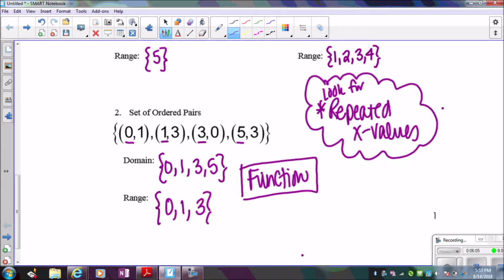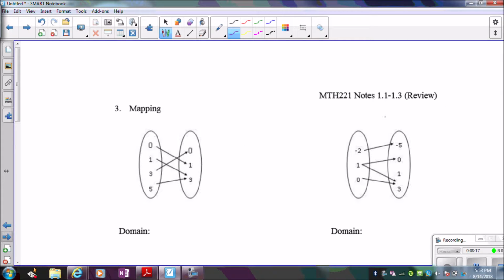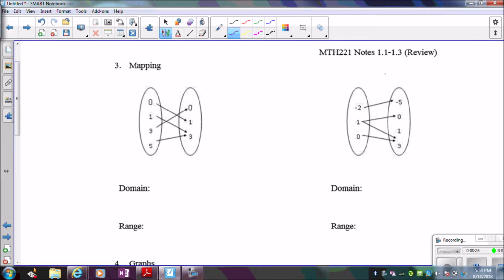So that's looking at a set of ordered pairs, so set of x comma y's. So now let's go ahead to the next page and let's look at our mapping notation. So mapping notation looks like this. So here's all of your inputs, here's all of the outputs. The arrows tell you which ones get paired together. So if I input 0, I'm going to get out 1. If I input 1, my output's going to be 3.